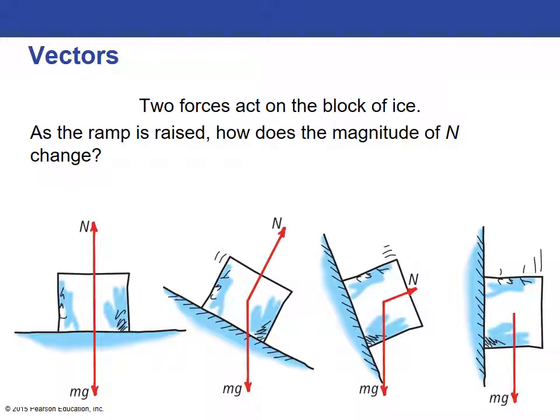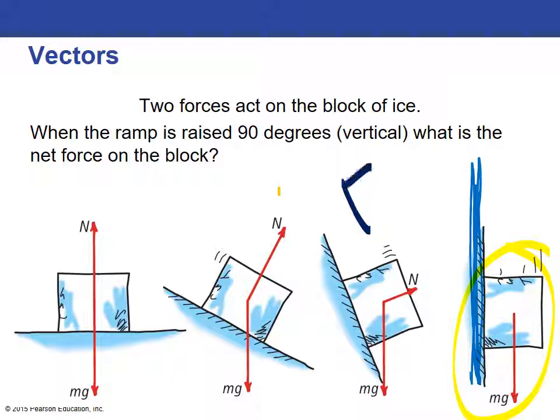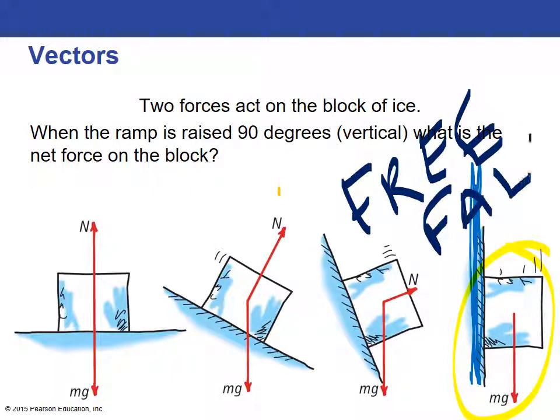So as the ramp changes, the magnitude decreases. And when we get to the situation of the ramp actually being at 90 degrees, there's no normal force at all. What do we call that when the only force acting on a block is the force due to gravity? Well, now we are in a situation of free fall. When there's no normal force, when there's no supporting force from the surface that you're resting on, that's the same thing as free fall.